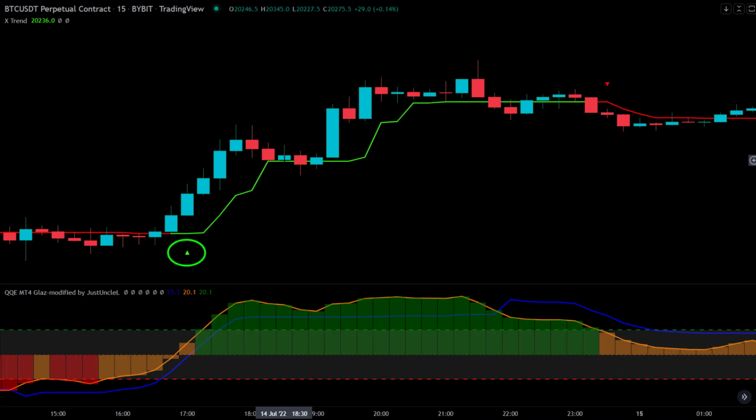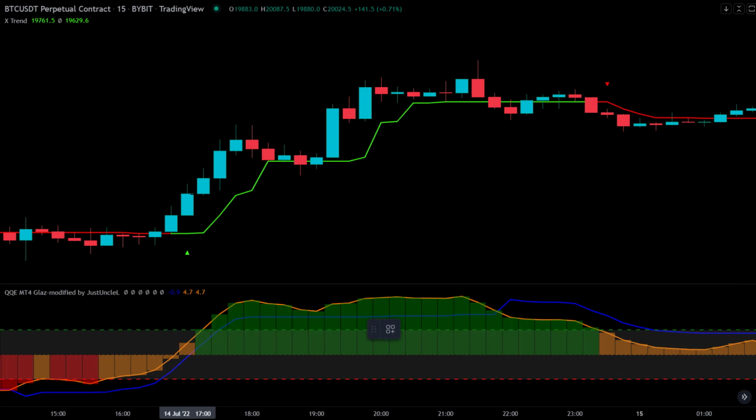The second rule is that we want to see a buy signal from the extreme trend. These are the little dots below the price. If we see a green line and a buy signal on the extreme trend indicator, then we will look at the QQE MT4 indicator. This one we want to see green as well. This is obviously very simple. If that happens, we can open a buy position.